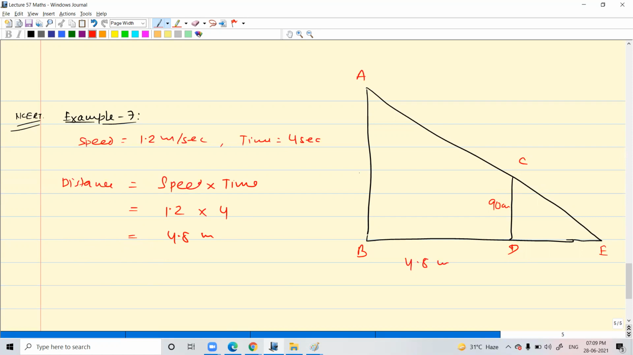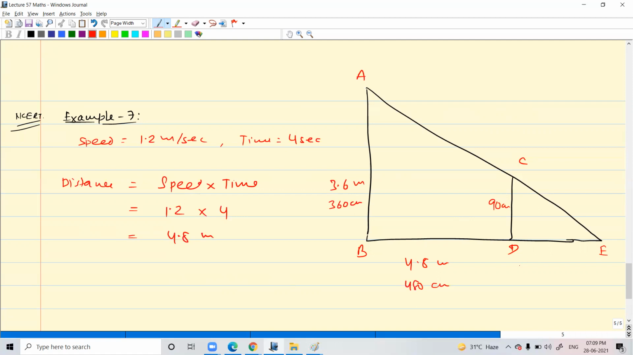This is 90 centimeters. So should we convert everything to centimeters now? Will it not be better? Can I write it as 480 centimeter? This is 3.6 meters, so can I write it as 360 centimeter?